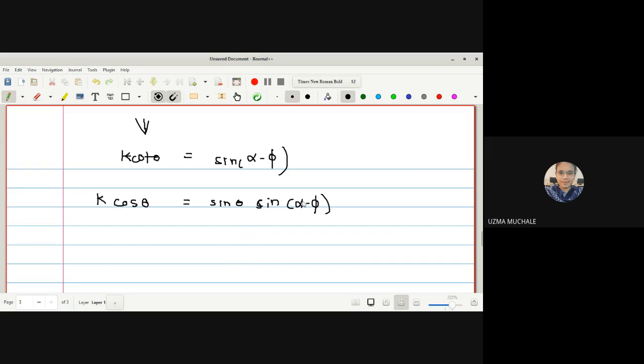Now you just multiply. First you have to solve sine of alpha minus phi. So what is the formula for sine of alpha minus phi? Sine A minus B: sin alpha cos phi minus cos alpha sin phi. Correct. Cos alpha sine phi.